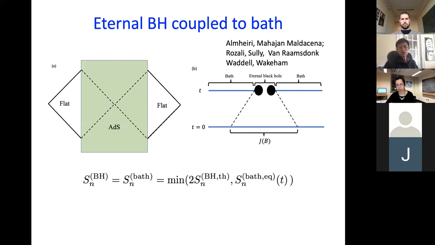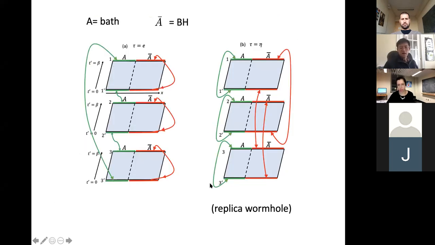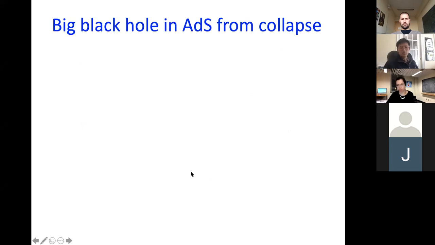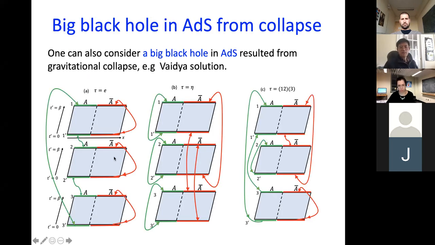You can also apply this to an eternal black hole coupled to a bath, and again, you can apply it to other systems. For example, a big black hole in AdS formed from collapse of pure states, and this again instructs you how to get the answer which is compatible with unitarity.